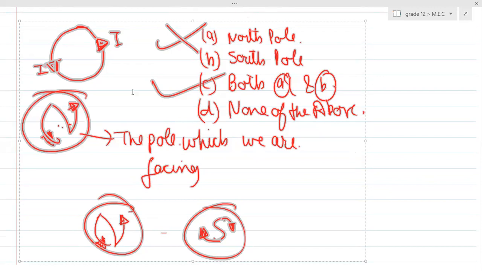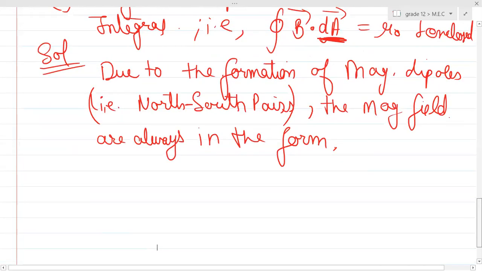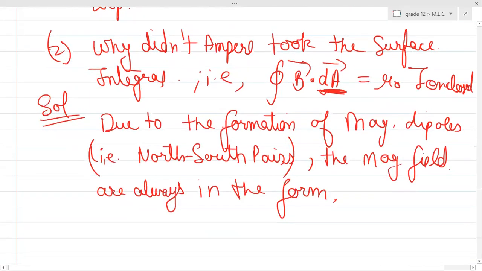We will be facing the North Pole, not the South Pole. The South Pole will be on the other end. Are you getting my point? Is this clear, guys? Anyway, this is the same case. Because of this reason, since these north-south pairs are formed, the magnetic field lines are always in the form of closed and continuous loops.